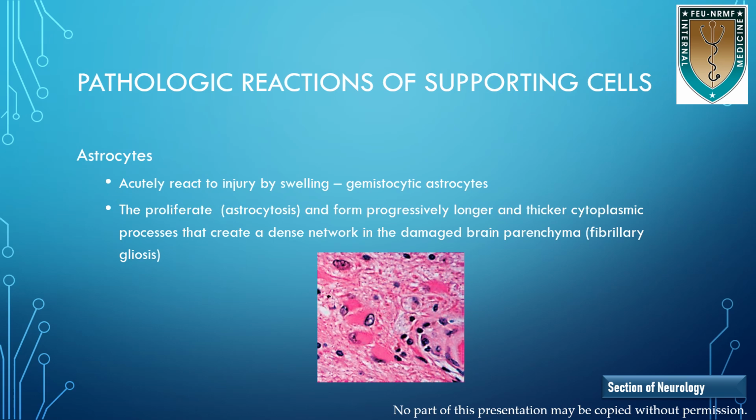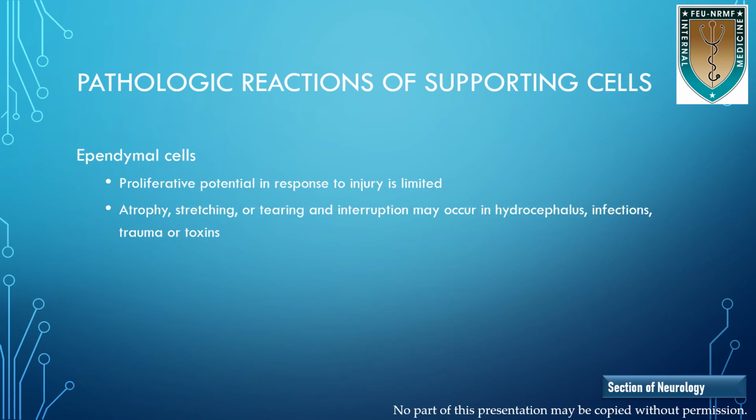Astrocytes also acutely react to injury by swelling, and so you will see these gemistocytic astrocytes or swollen astrocytes beside areas of injury inside the brain, such as in strokes. They also proliferate and form progressively longer and thicker cytoplasmic processes that create a dense network in the damaged brain parenchyma, leading to fibrillary gliosis or scarring. The ependymal cells have very limited potential for proliferation in response to injury.